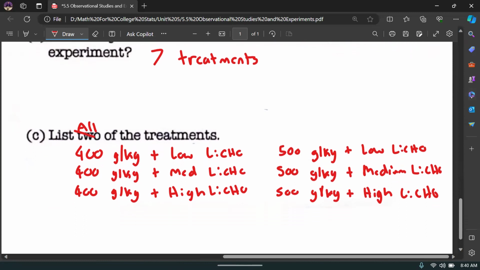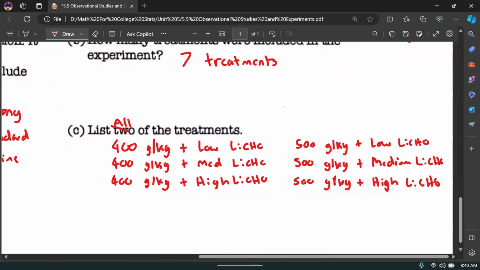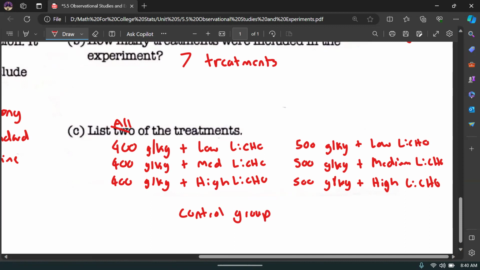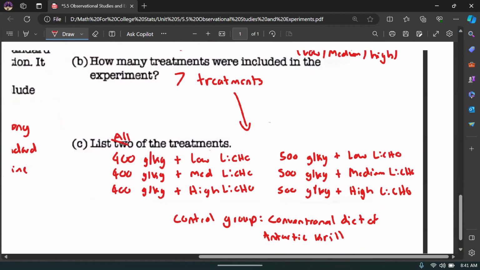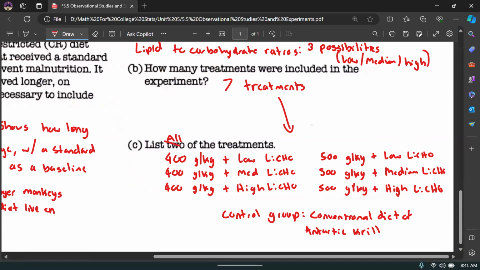Because the last treatment would be the control group. So the control group, remember, was the one group that doesn't get any of this stuff. As it says in the problem, these diets were compared to a conventional diet of Antarctic krill. So the conventional diet is the 7th treatment group. All right. So I'm kind of answering B and C at the same time there. All right, 7 treatments. Those are all the different treatments to make it easy for you.